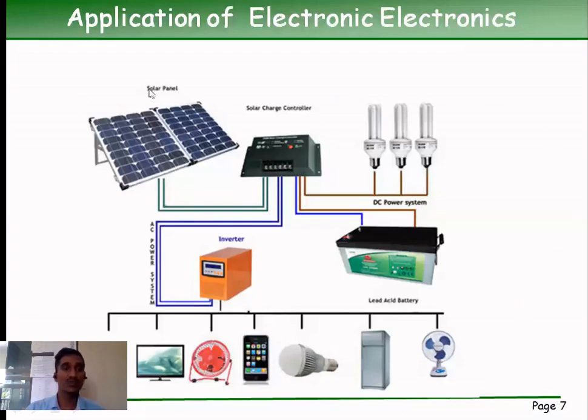So in that scenario, we can look at how we can use renewable energy for our applications. This is a solar panel. The solar panel is nothing but a renewable energy source, and it provides a 12-volt DC supply. Generally, it provides DC.